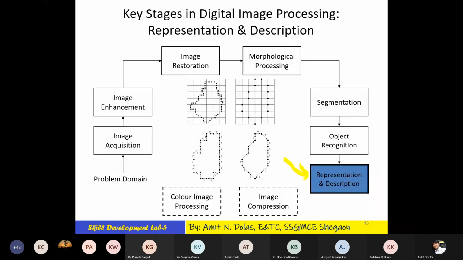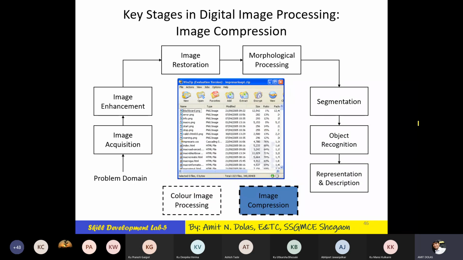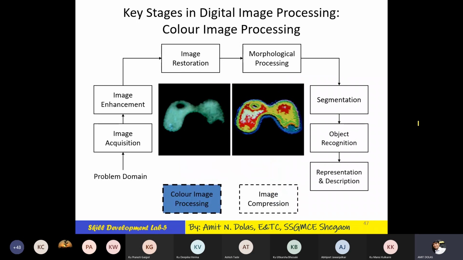Representation and description is the next step. We'll understand this graph later on. Representation and description of a particular image is also important. Then image compression, you know why compression is used. Compression algorithms are also available. Color image processing is also one part.